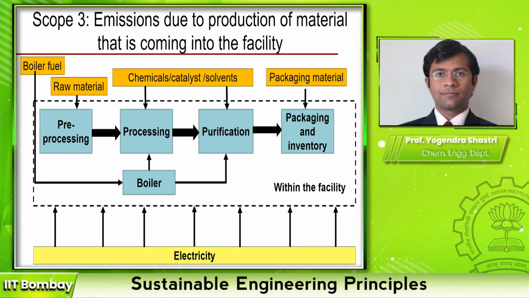Scope 3 will include everything else that is not produced within the facility but that is brought from outside. And this is actually very important, and this is something that is not immediately obvious. Let's take the example of boiler fuel. Let us say the boiler fuel is natural gas. Now, combustion of natural gas generates greenhouse gas emissions, and that is part of the scope 1 emissions. But the production of natural gas itself will lead to some GHG emissions.